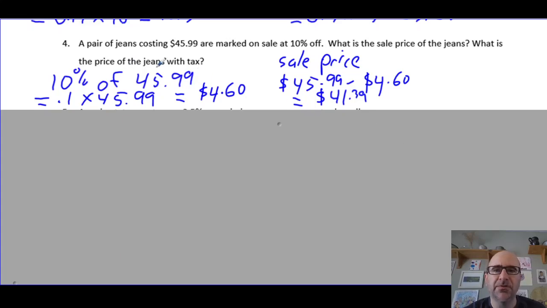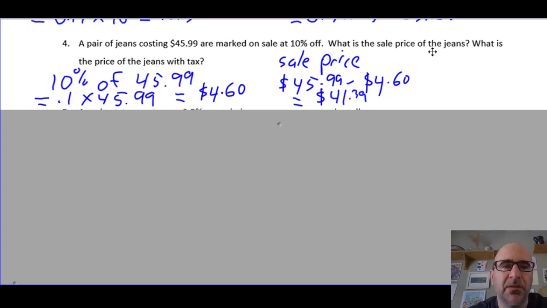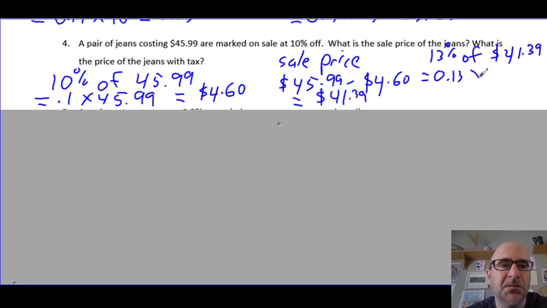Now, we've also been asked for the price of the jeans with tax. So tax is 13%, so we calculate 13%. You only calculate the tax on the sale price. You don't pay tax on the regular price. You pay tax on the price that you actually paid. So that would be 0.13 times $41.39.